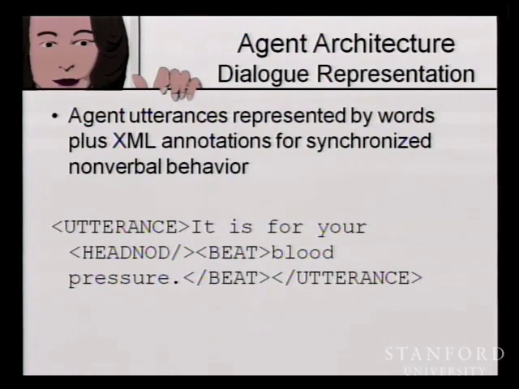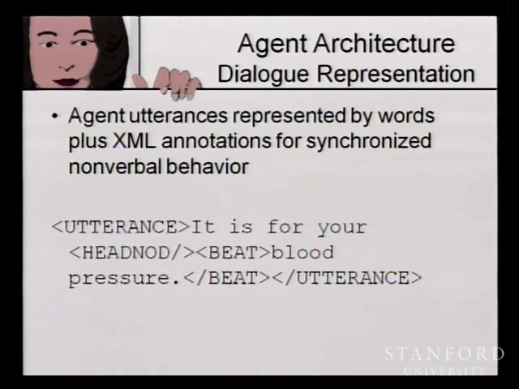Okay, so whatever the method of dialogue control we're using, at the leaves of the tree, the character has to say something. So we use template-based text generation right now with XML tags that specify the nonverbal behavior for the character. In this case, we're specifying that we want a head nod and a beat gesture, which is a biphasic gesture that's used for emphasis with the hand. And the coordination with the speech is important. So we're saying we want those two things to occur right at the start of the phrase blood pressure. So it's for your blood pressure.